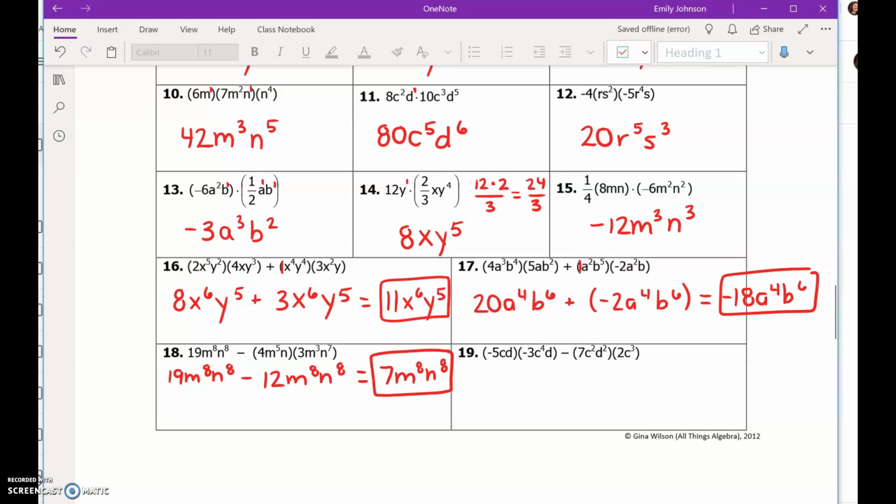And finally, number 19, we have two sets of terms to multiply. Negative 5 times negative 3 is 15, c to the 5th, d to the 2nd. And I have 7 times 2, that's 14, c to the 5th, d to the 2nd. So hopefully you can do this math. Pretty simple. 15 minus 14 is 1, and we keep our variables and exponents the same.